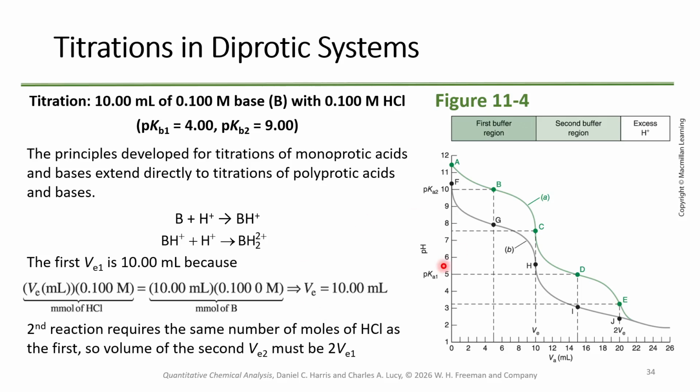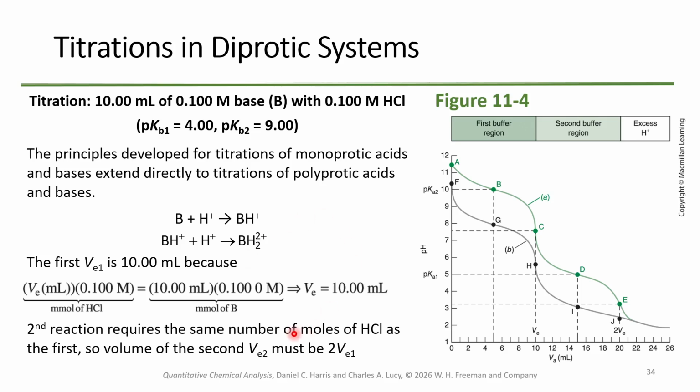Okay. So the first VE1 is going to be 10 milliliters because that's how many millimoles it takes to go ahead and neutralize this sample once, right? Now, notice because this is just purely millimoles, right? It doesn't change for the second deprotonation, does it? That VE doesn't change. It's still going to be the same VE number because you still have the same number of millimoles, don't you? Okay.